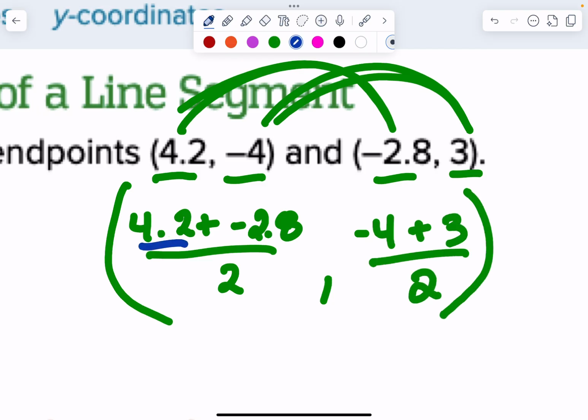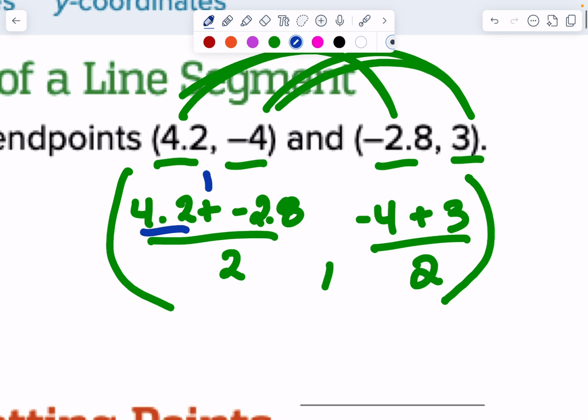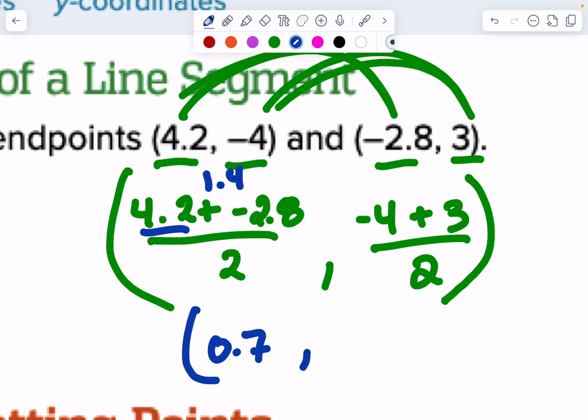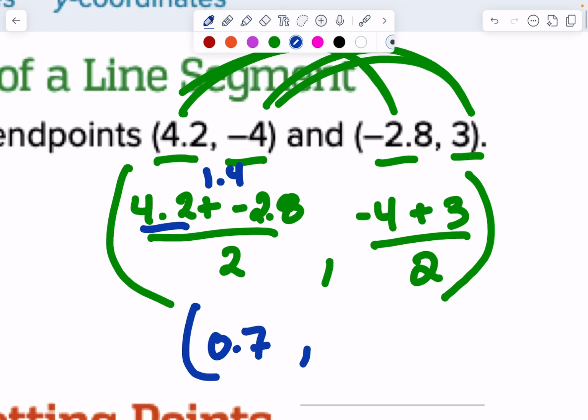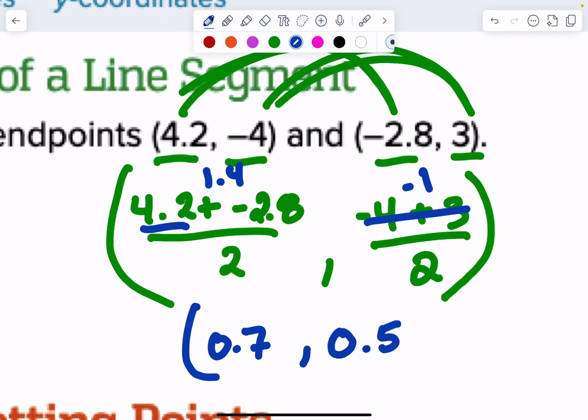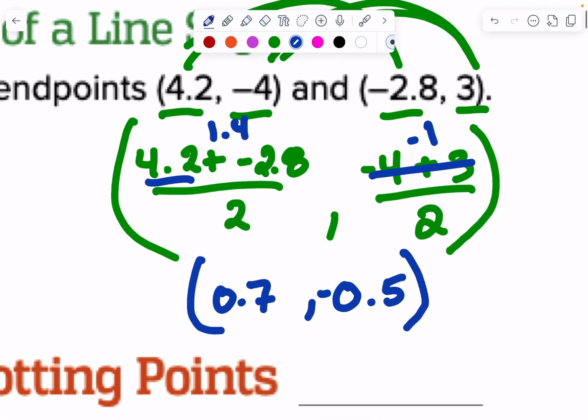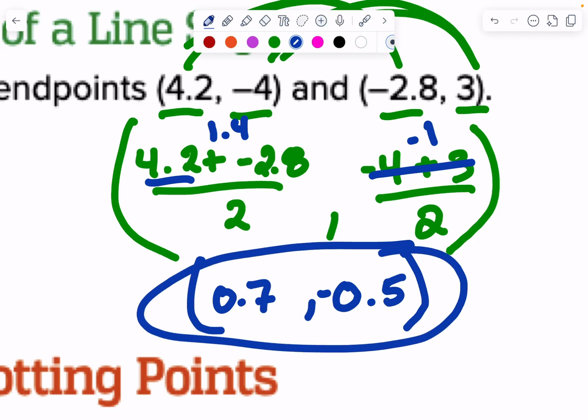Okay, so 4.2 plus a negative 2.8 is 1.4, I think. 1.4, yeah. And 1.4 divided by 2 is going to be 0.7, okay? And then -4 plus 3 is -1, divided by 2. If we keep them both in decimal format, that would be -0.5. So there is my midpoint. That is my middle point, right?